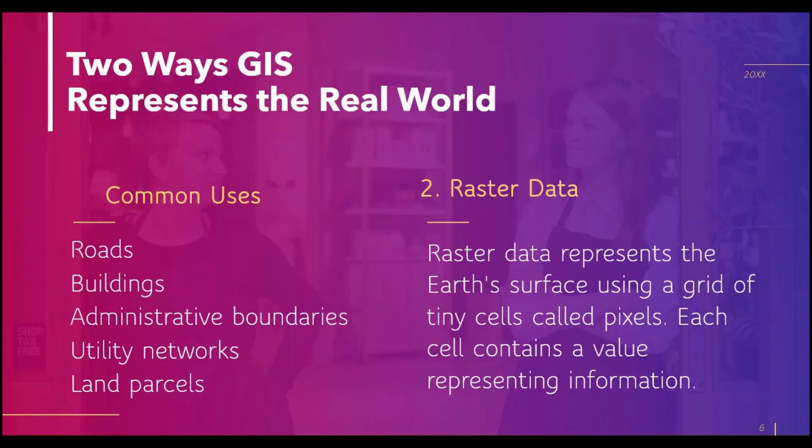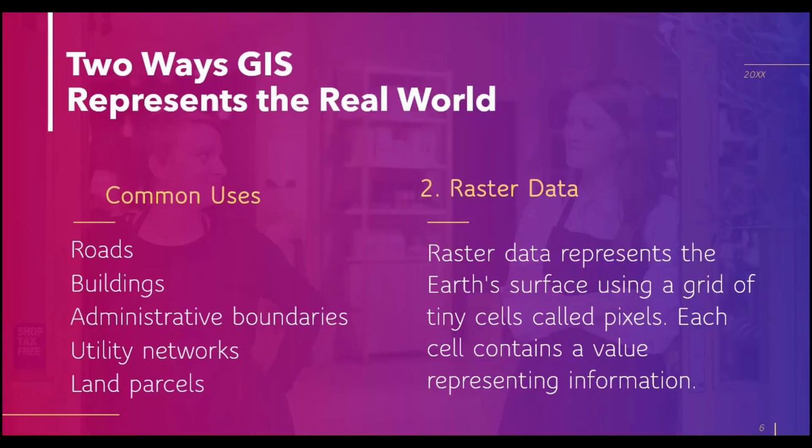Common use of vector data: the roads. So when we have lines, you know that we use lines to represent roads, all right? Then buildings, we use polygons to represent buildings. And maybe schools, hospitals, we use points to represent them. It is also used for administrative boundaries, which are also polygons. And utility lines or networks, it's what? Lines. Land parcels, polygons. So these are the common use cases of vector data.